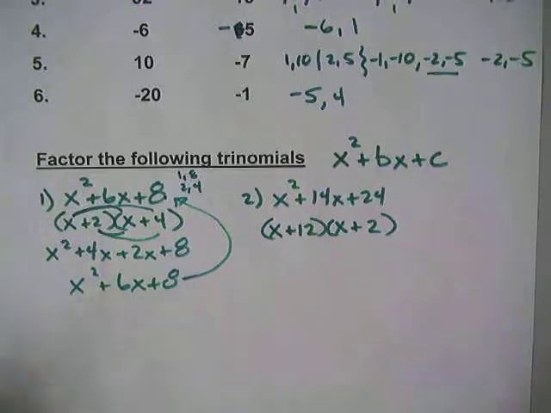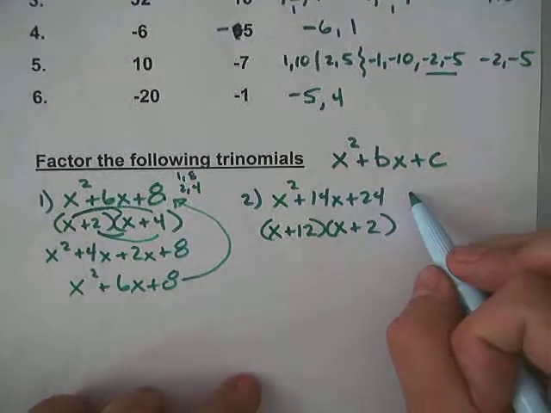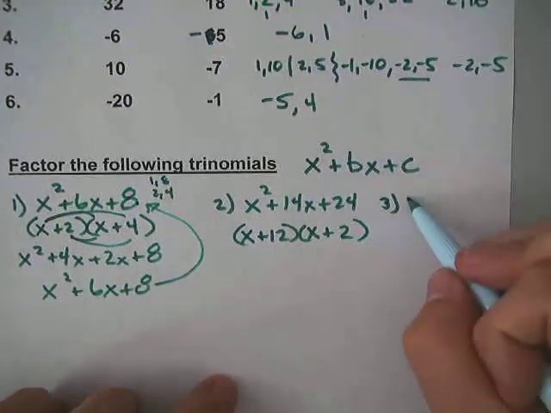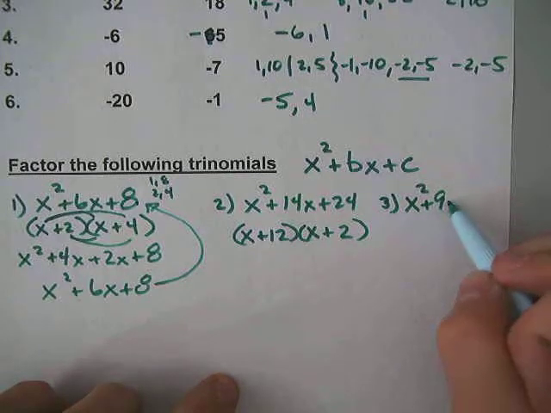Now what are the factors of 24 that will add up to 14? Well, the factors are going to be 12 and 2. Done. That's all there is to it.